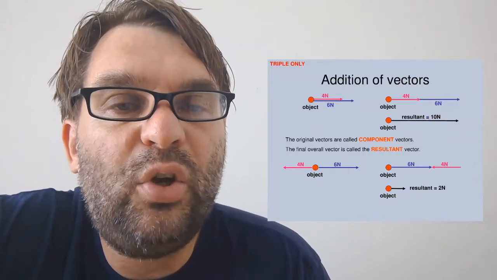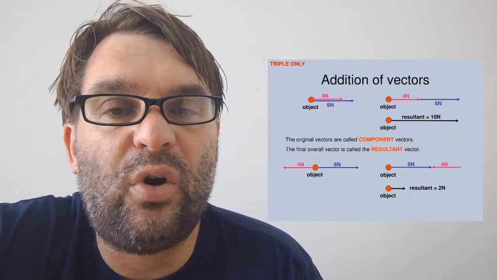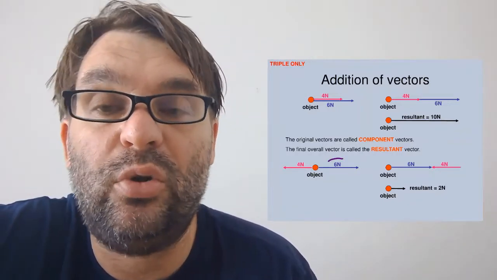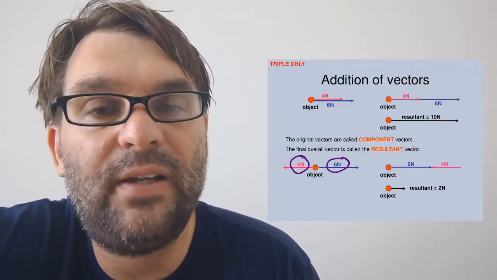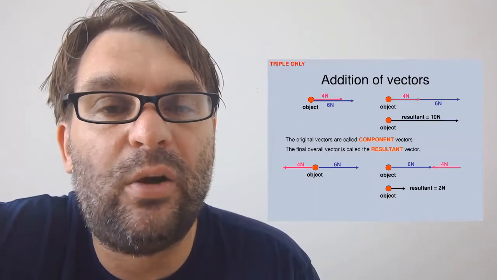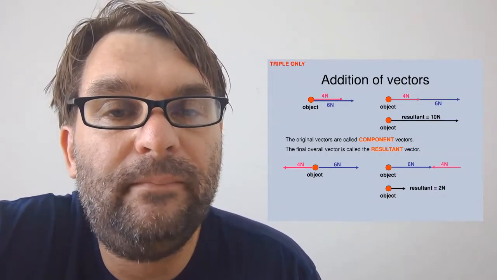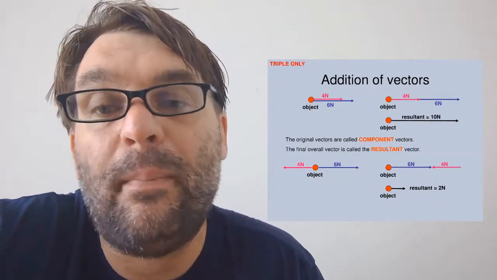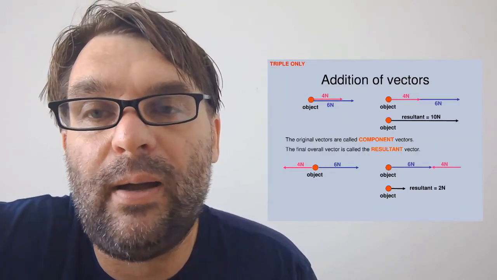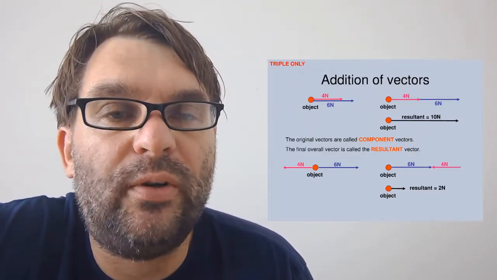But you can also subtract. So for example, in the other example there, you've got the object. It's got a force moving 6 newtons to the right and 4 newtons to the left. So if you combine them, there's some cancelling out, and it would become 2 newtons to the right. The original vectors are known as component vectors. You add the component vectors, and the overall answer, or the sum, is going to be the resultant vector.